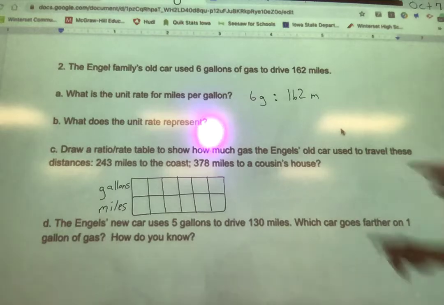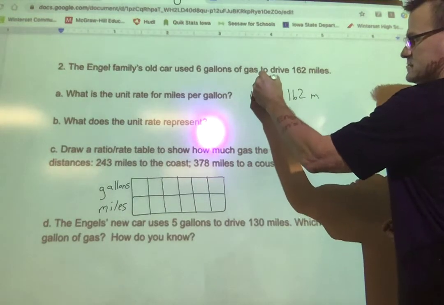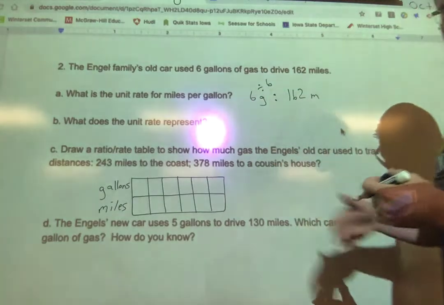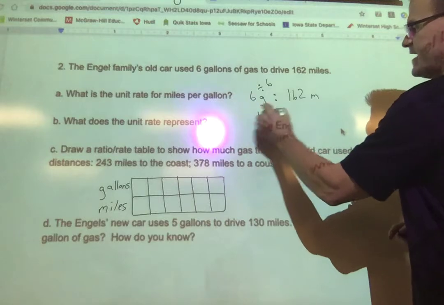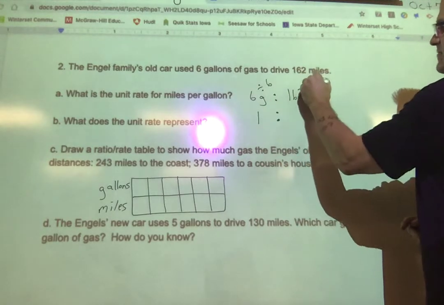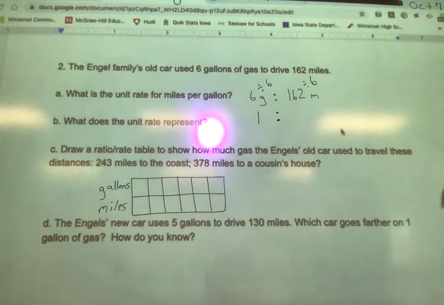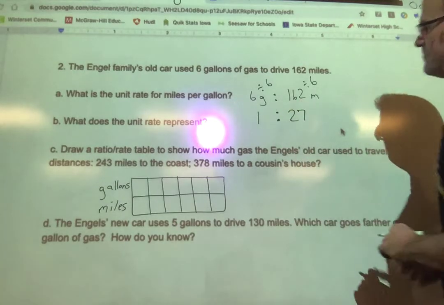And we need to get this down to 1 gallon. How far does it go on 1 gallon? So we know we can divide by 6. To do ratios, keep the same rate, you've got to use multiplying or dividing. So 6 divided by 6 gets me down to 1 gallon. And then I also need to take 162 divided by 6 to make it 6 times smaller to keep that same rate. And if I do that work, I've already done it, I know I come up with 27 miles.